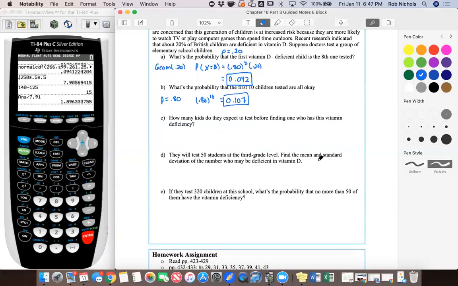Okay, C. How many kids do they expect to test before they find one who has vitamin deficiency? Okay, expect is a mean. Now, which mean do I want to find? So we want to do this before finding one. So this is before finding a success. So that means I want the geometric mean, 1 over p. So this is 1 over 0.2, which is going to give me 5.